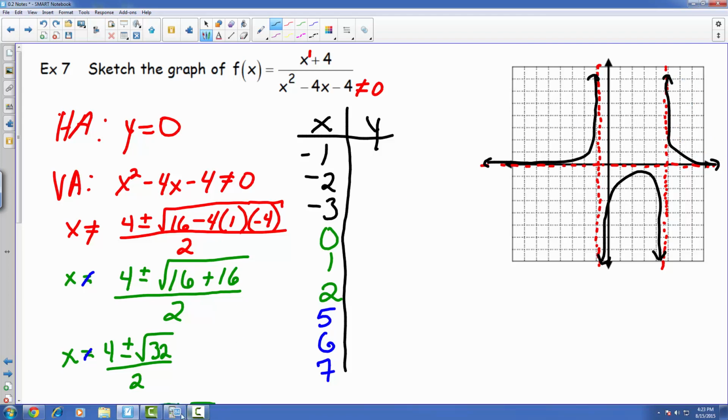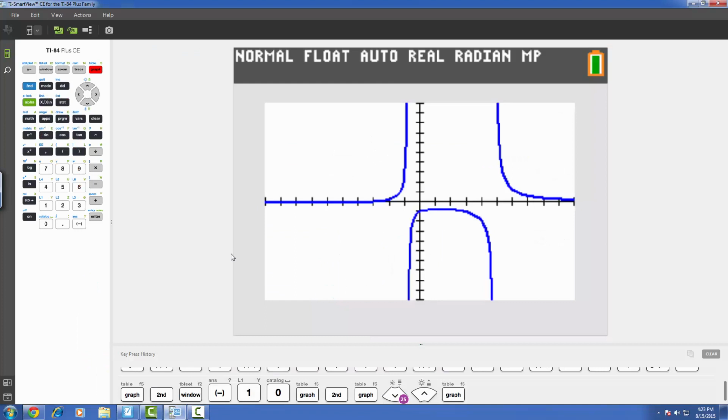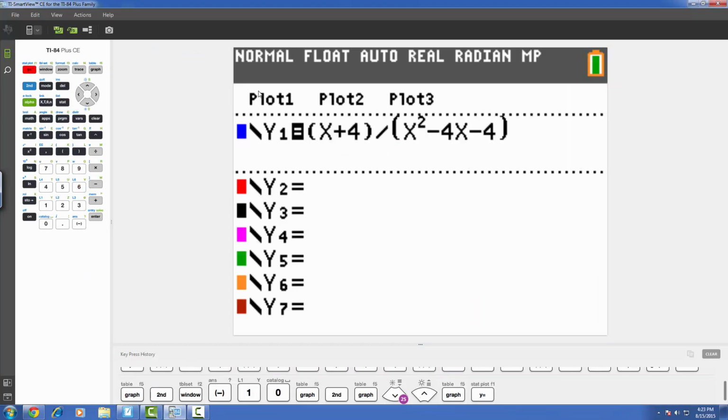It's very handy to get acclimated to your graphing calculator and how things are supposed to be entered. My biggest thing is remember the parentheses, okay? Otherwise, your calculator will think, well, I have x plus 4 divided by x squared. It's just going to link this first part. So parentheses definitely matter as you're doing things in the calculator. So again, that is example 7.